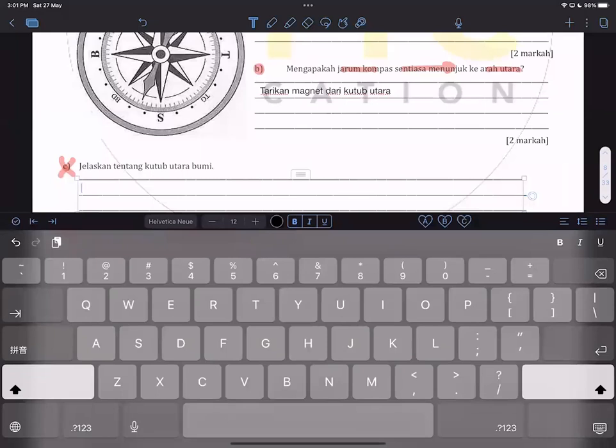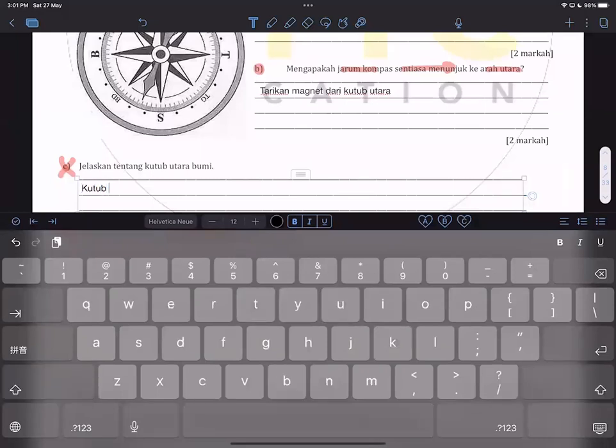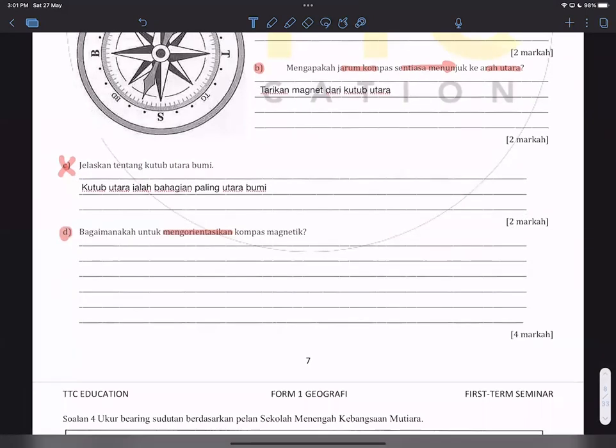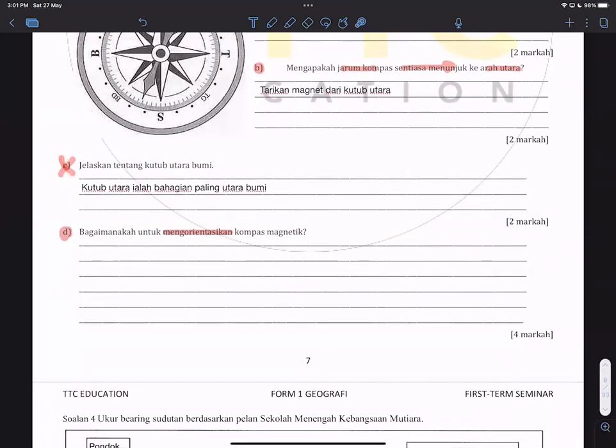wasting time for these questions. So Kutub Utara ialah bahagian paling utara bumi. Yes, the pole of the north. So that's why in exams they usually wouldn't ask these kinds of questions, but students sometimes still mix up Kutub Utara with the south pole. So utara, paling utara, bahagian paling utara di bumi.